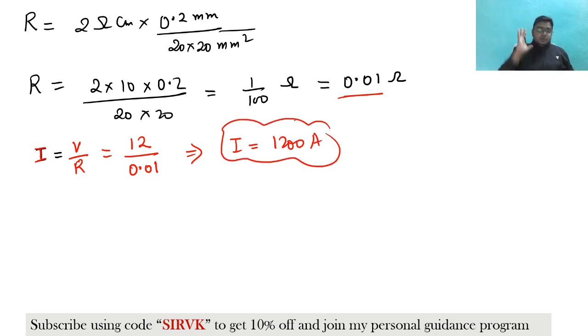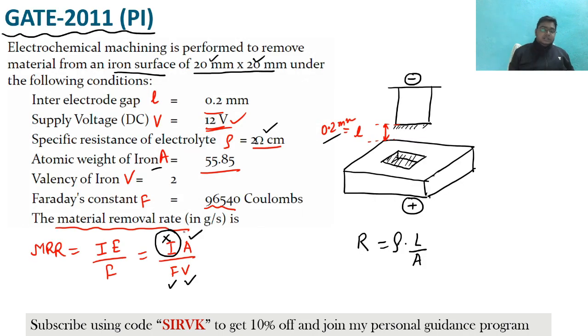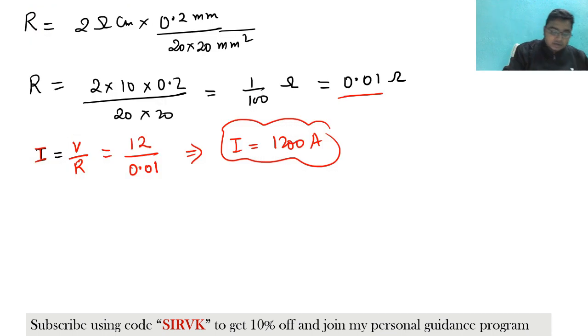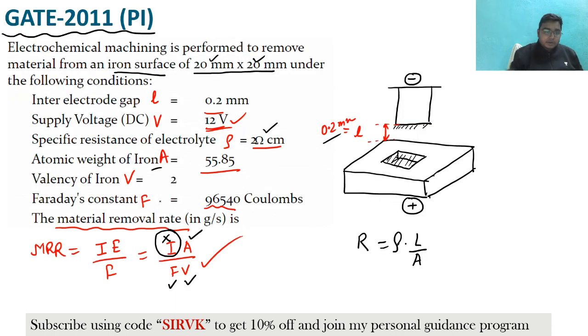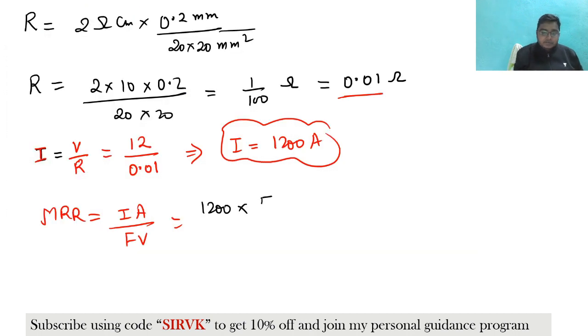Now once we know the current value, it is very easy. You can put it in this formula and you are done with that, isn't it? So just try to find it here. MRR, material removal rate, is given by I A by F V. Now what is I A? See here, I is 1200. A means atomic weight. Atomic weight is given as 55.85. Put it here, that is 55.85.